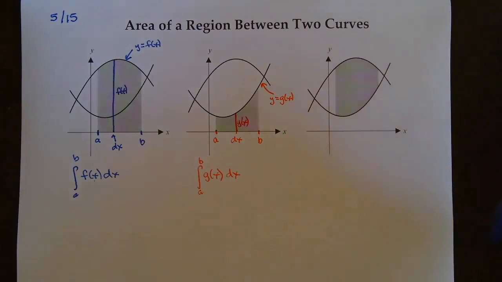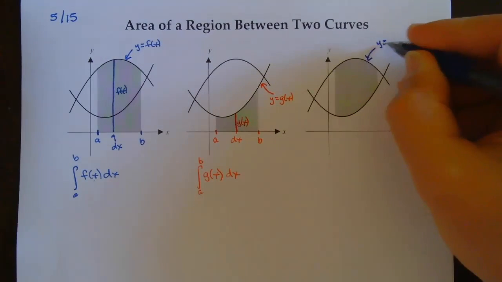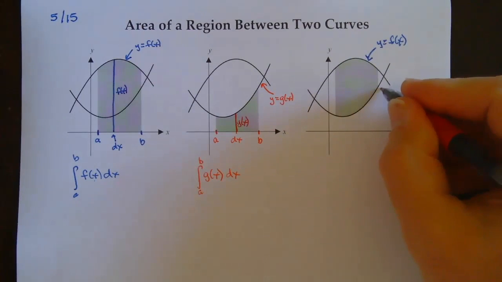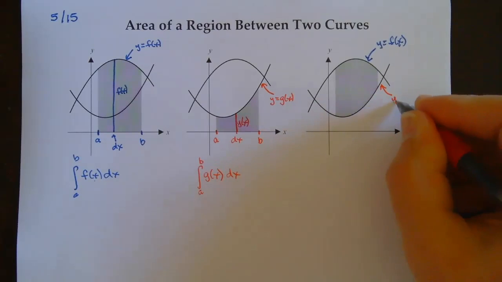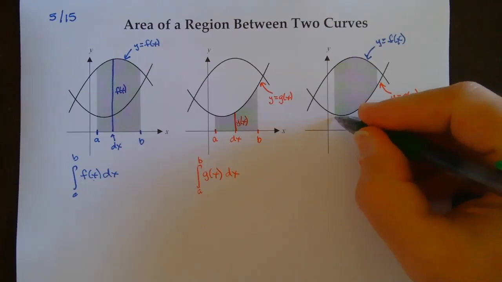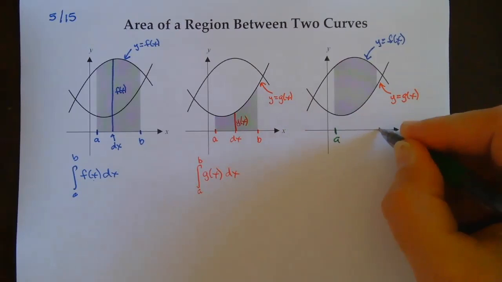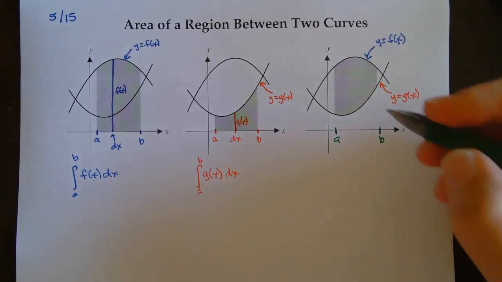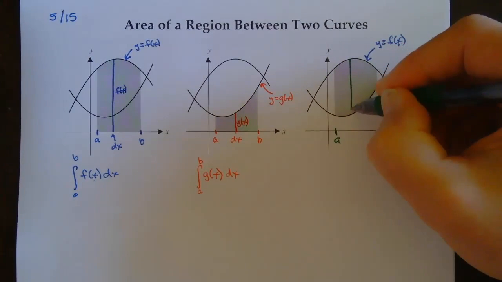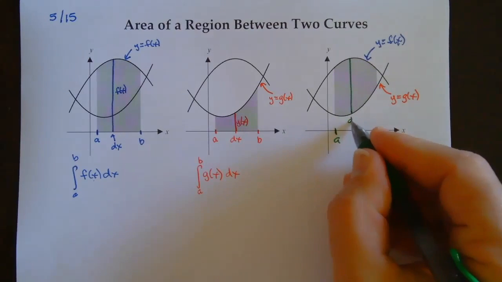The top curve is still y equals f of x, and the bottom curve I still want to be y equals g of x. Now we're going to start right here, that's still my A, and we're going to end right here, that's my B. We still have a rectangle in here, this one right here. What's the thickness of it? It would still be dx.